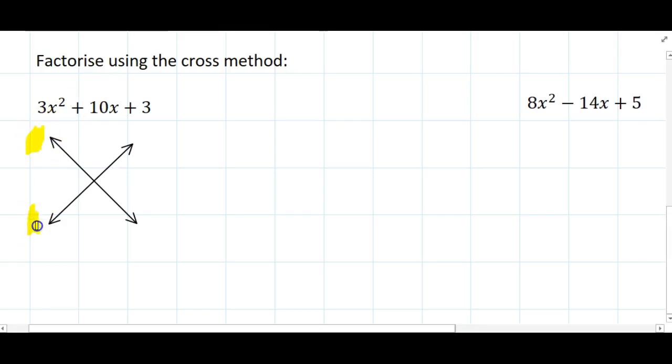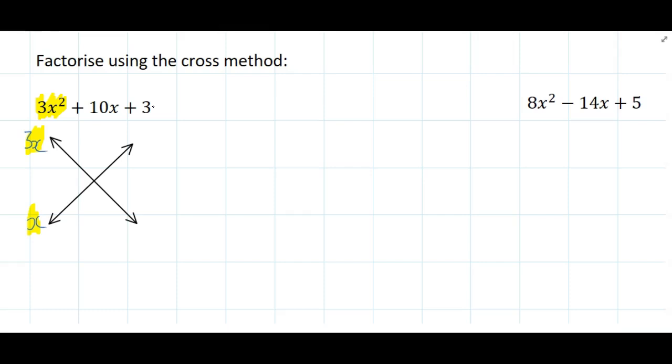On each arrow, here and here, you place the factors of this, and this is why it can be a bit trial and error-ish. 3x squared is going to be, well, it's only two factors, so 3x and x. There's nothing else it could be, whereas if you have a look over here, 8x, it could be 8 and 1 or 4 and 2. Okay, so 3x times x is 3x squared. And on the other side, you put factors of 3. Now this one's going to be reasonably simple because, again, 3 doesn't have that many factors to contend with.